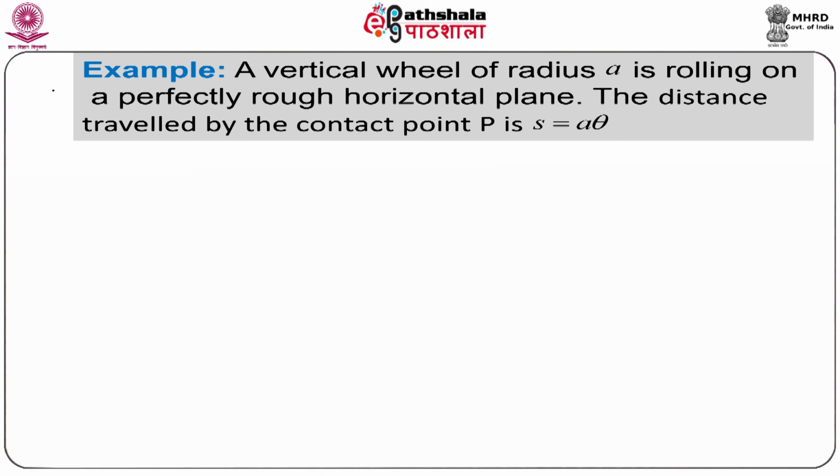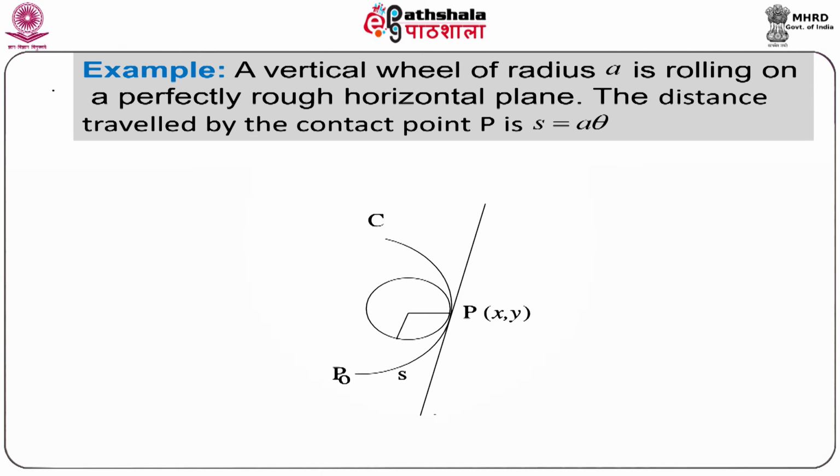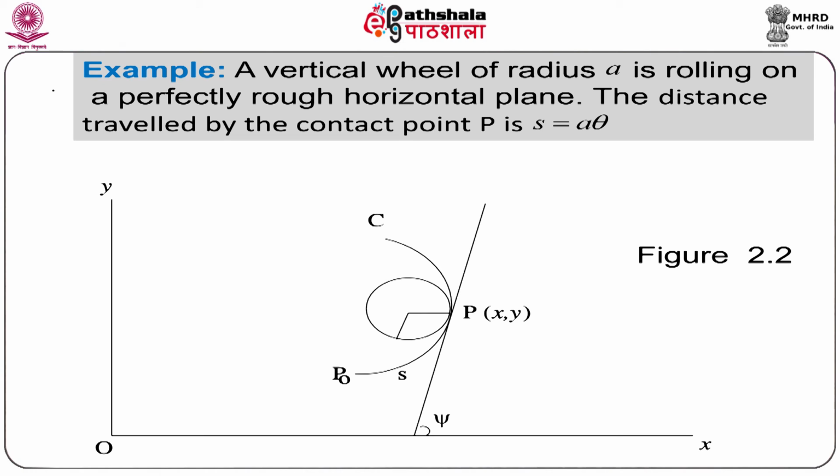Next, consider the example of motion of a vertical wheel of radius a rolling on a perfectly rough horizontal plane specified by the coordinate axes Ox and Oy. From figure 2.2, we find the description of the physical problem. The contact point P traces out some curve C on the xy plane. If theta is the angle of rotation of the wheel, and the contact point P has travelled a distance s measured from the point P0 along the curve, then s is given by s equals a into theta. We assume that the wheel rolls without sliding. Therefore, delta s equals a into delta theta.